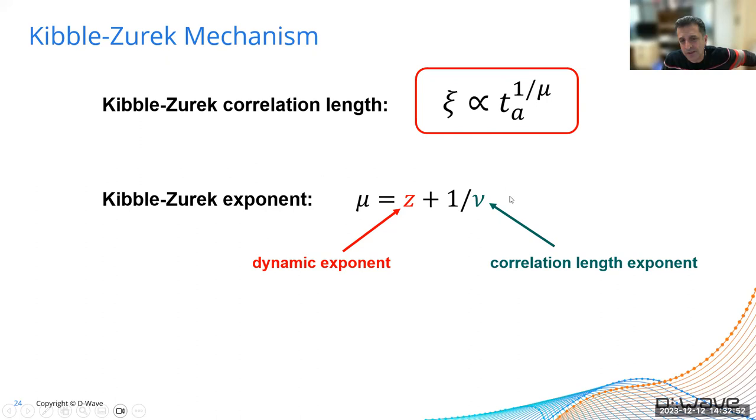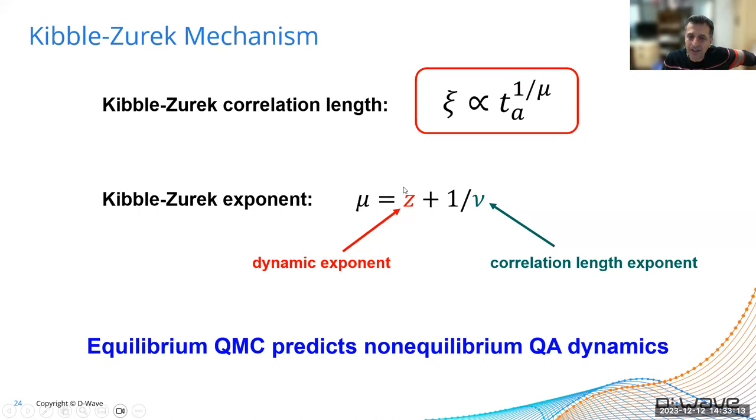These are two known exponents in critical phenomena: the dynamic exponent and the correlation length exponent. But if you don't know what these are, what I want you to take from this slide is that this critical exponent you can calculate from quantum Monte Carlo simulation. So I told you earlier that quantum Monte Carlo does not simulate the dynamics of quantum annealing. Now I'm telling you that quantum Monte Carlo actually can give you some information about the dynamics of quantum annealing, although it doesn't simulate it completely. Quantum Monte Carlo can give you these numbers, and then with these numbers, you can make some predictions about how the system gets ordered or creates correlation in time. And this is a very important part of our investigation that I'm going to show next.